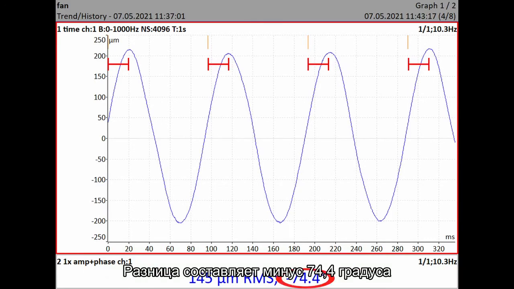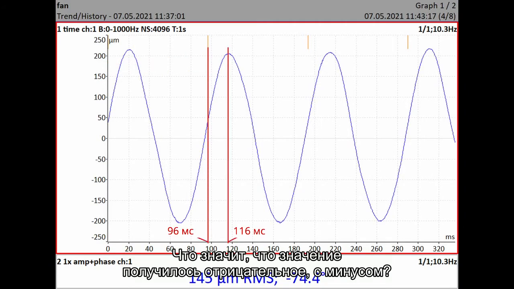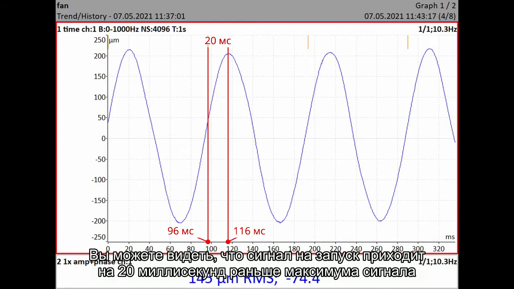The difference is minus 74.4 degrees. It is almost exactly 1/5 of one rotation. How to understand that the value is negative? It means minus. You see that the trigger came 20 milliseconds before the signal maximum.